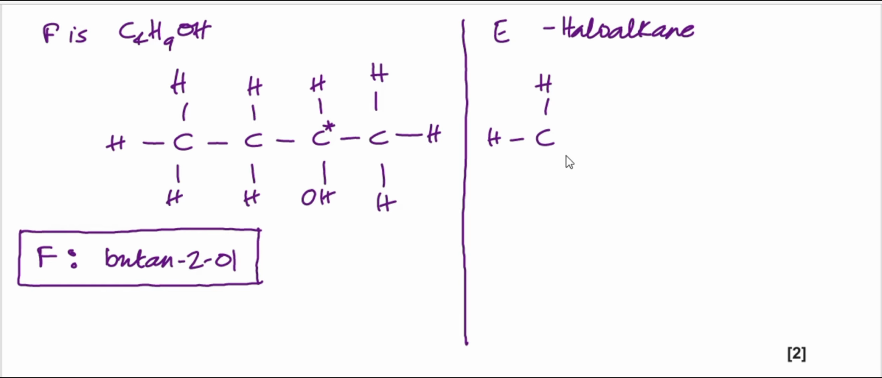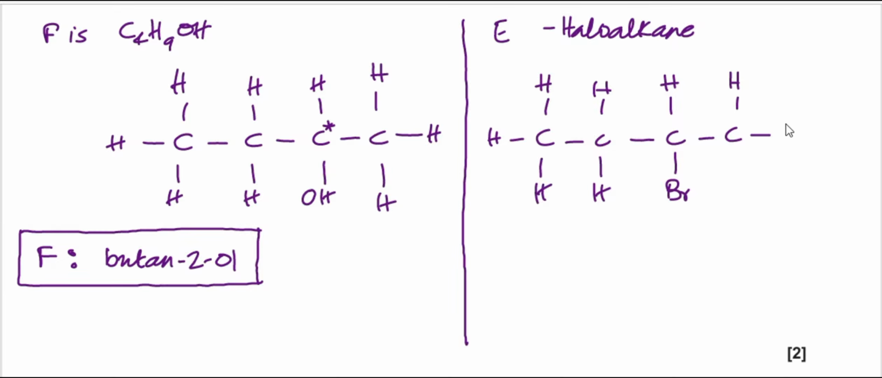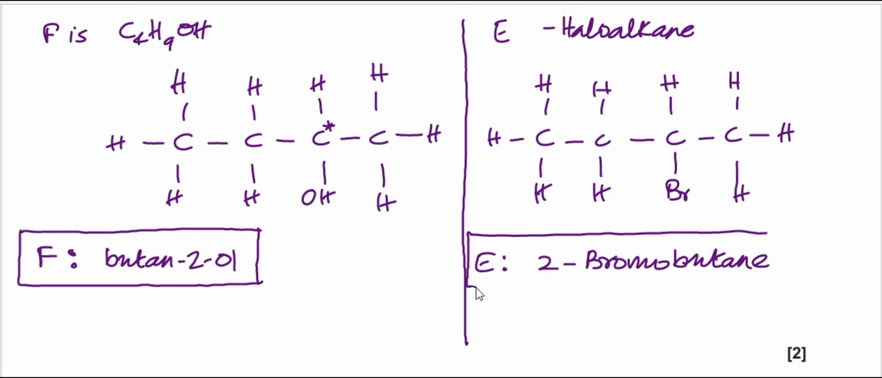So CH3, CH2, CHBr. Remember to place it at the same place where we had the OH. Okay. And then we write the name as 2-bromobutane and box that also. That's it. End of story.